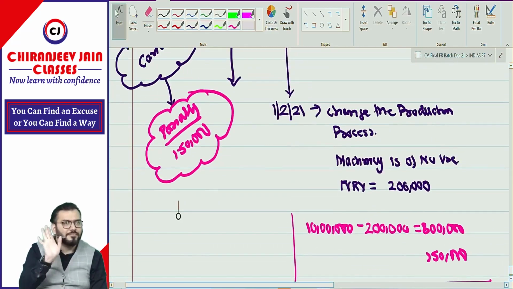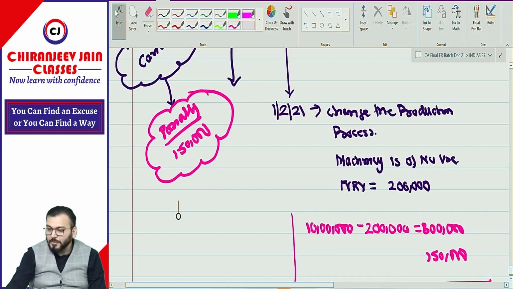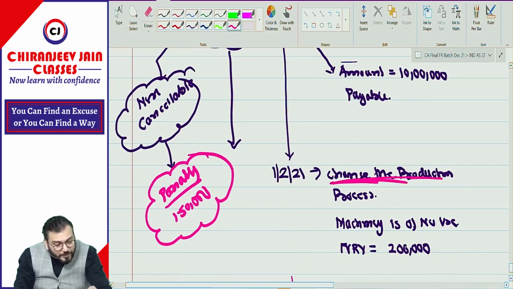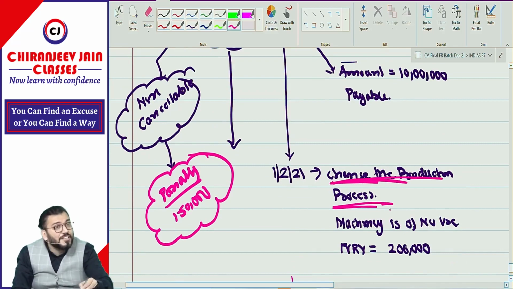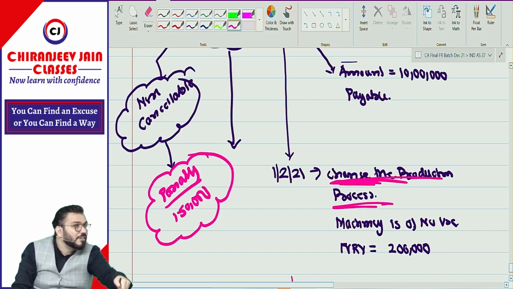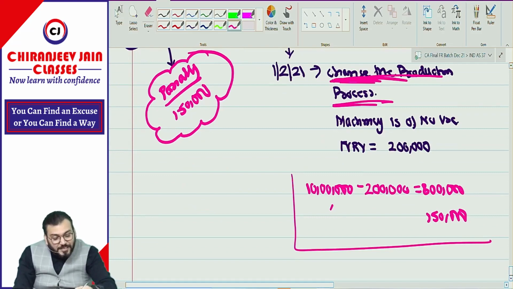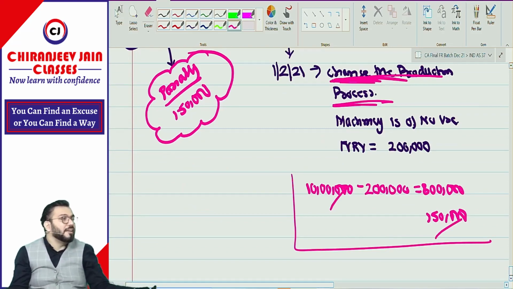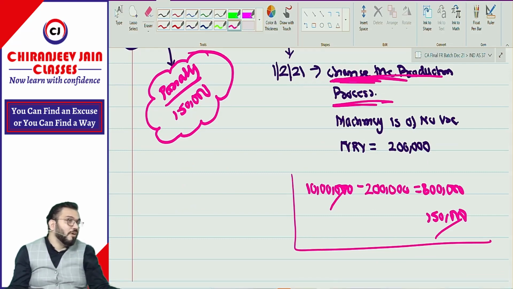Doubts will come. Whatever doubt is coming, you can ask. No, the condition is there now. This is the past event. Now due to the past event there is a present obligation arising from the past event, because you need to pay now, and the outflow of resource is probable now. This is the past event, the change in the production process. So due to this past event there is a present obligation, and the outflow of resource is probable. Either you need to pay 10 lakh or you need to pay 1,50,000. In any case you need to pay. All the conditions are satisfied.